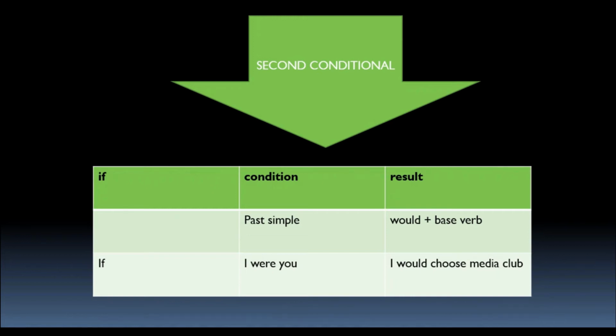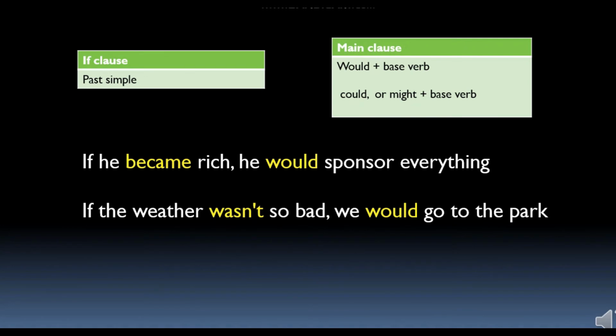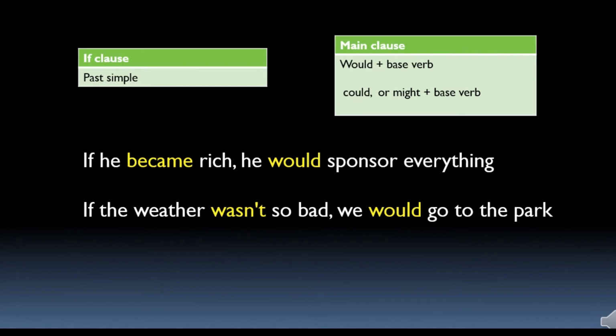If I were you, I would choose media club. The condition should be in past simple. Then the result is would plus base verb. These are other examples. If he became rich, he would sponsor everything. If the weather wasn't so bad, we would go to the park.